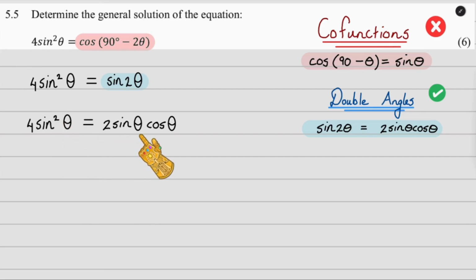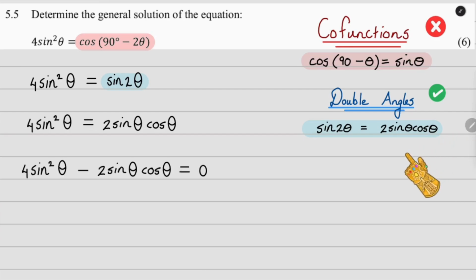So with quadratic equations, you want to move everything to one side and make it equal to 0. So what I'm going to do is move this term over to that side so it equals 0. And when I do that, it will become the minus version of itself. So it will change to minus 2 sine theta cos theta. And why I want to do that is so that I can set myself up to factorize.